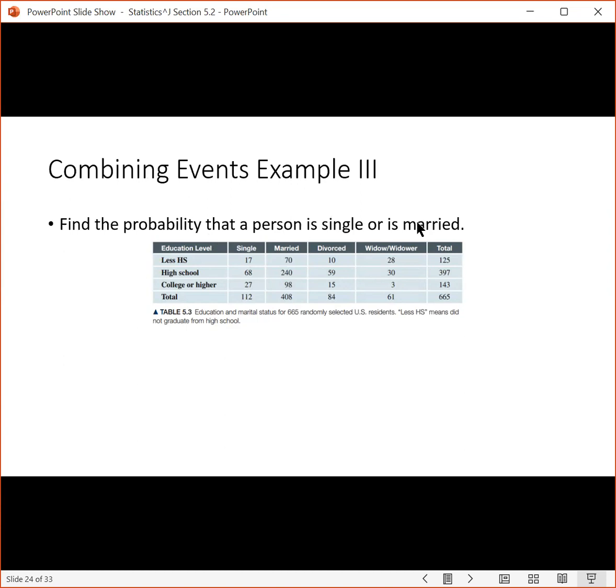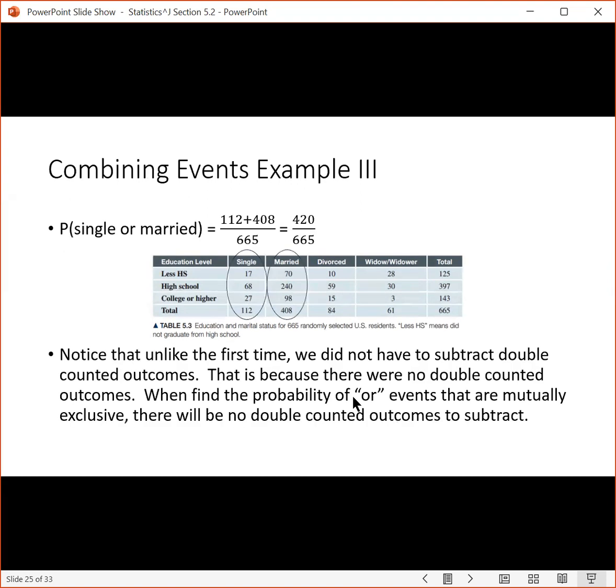And so if we were to find the probability that the person is single or is married, that's going to be 112 plus 408. All right, and we did that on the next page. So if you do that, we get 420. And I went ahead and said, notice that unlike the first time, we did not have to subtract double counted events. That is because there weren't any. When we find the probability of or events that are mutually exclusive, there are no double counted events to subtract.